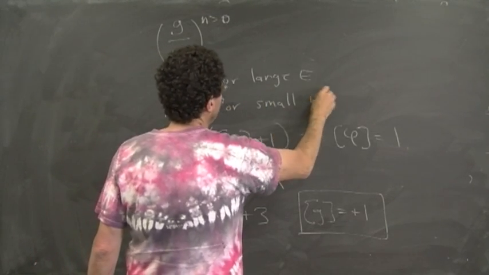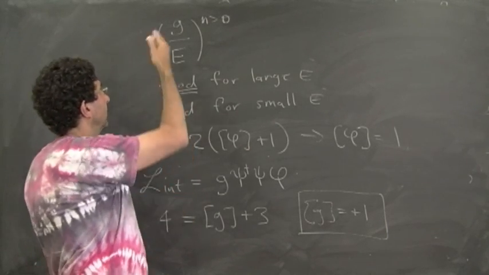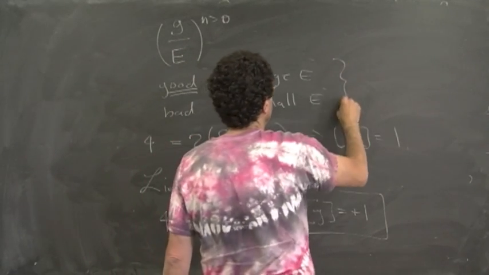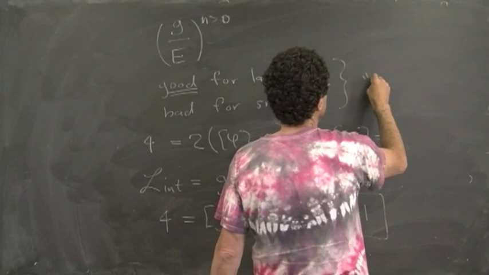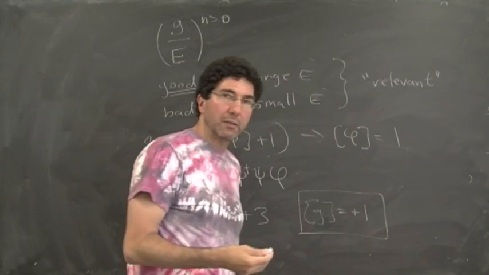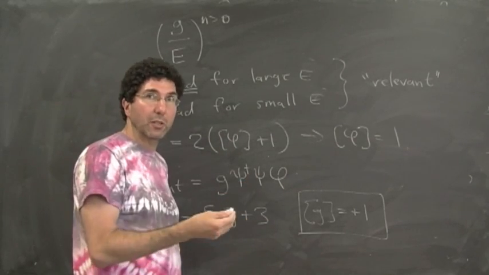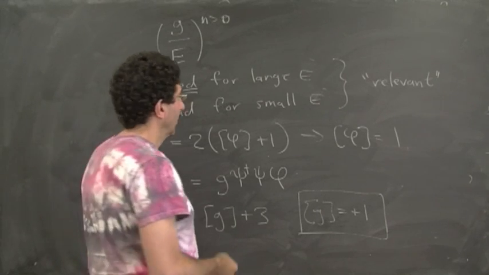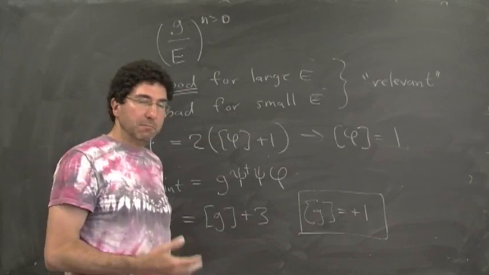Okay? So without even doing any calculation whatsoever, there's something fundamentally important just from the dimension of this interaction. And this type of interaction, which is very important at small energies but not important at high energies, is called relevant. Okay, why is it called relevant? Because it's relevant at small energies, what we call the infrared, low energies. Okay, all right, so let's actually do it.